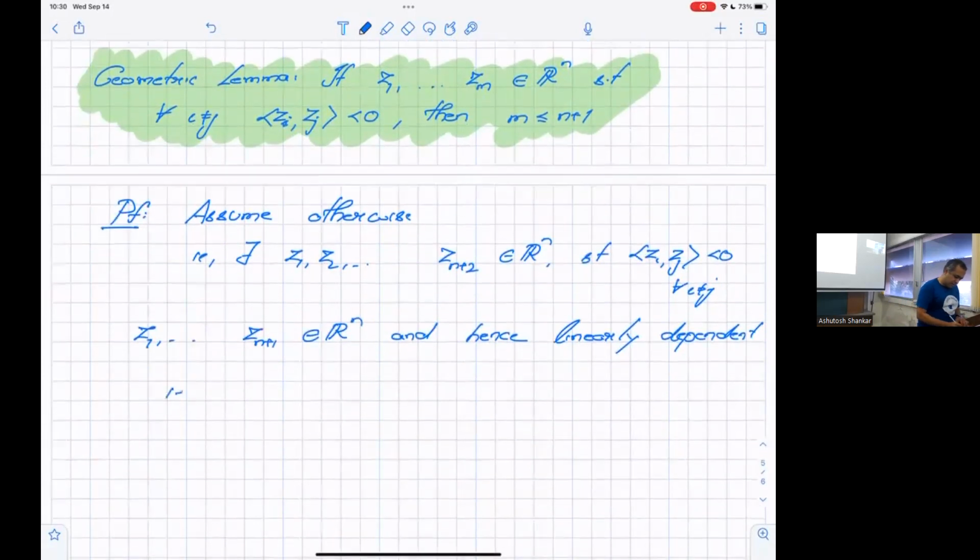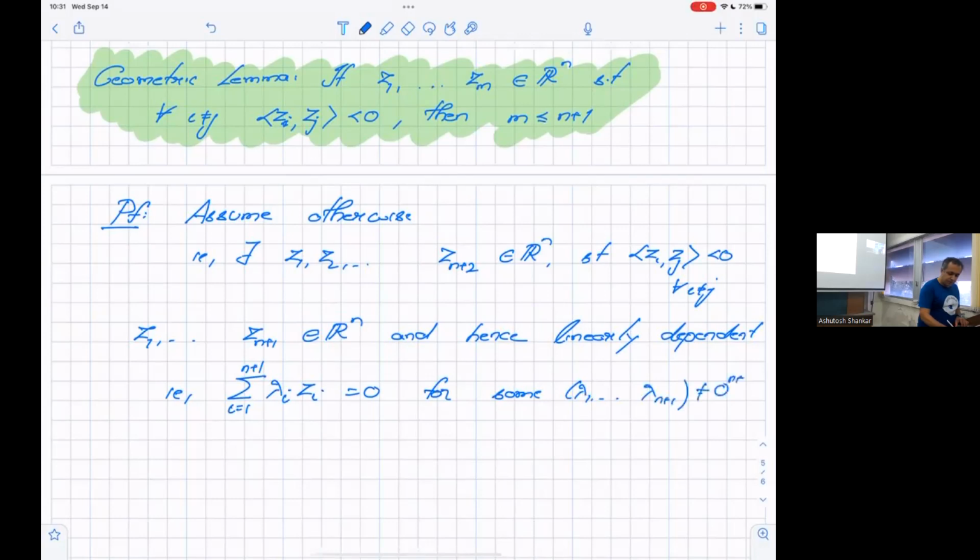That is, there exists lambda_i, sum of lambda_i z_i, i going from 1 to n plus 1, is 0 for some lambda_1, lambda_2, ..., lambda_{n+1}, which is not all zeros. Let's stare at this a little more. So some of the lambda_i's are going to be positive, some of them are going to be negative.